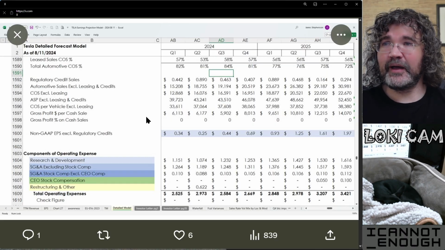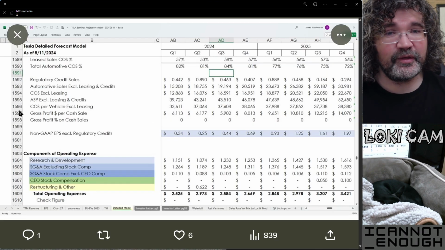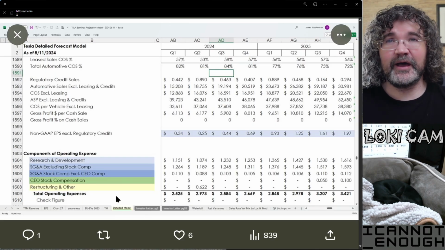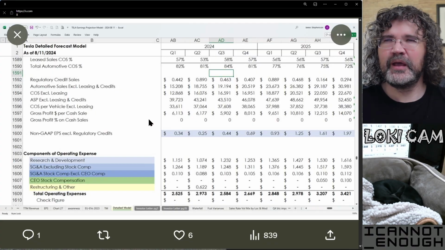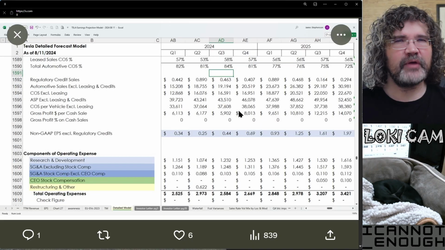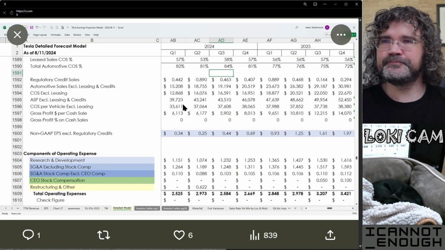so many metrics in my forecast model. You get 1,600 rows worth of data on your detailed model tab. You're going to have a lot of interesting stuff you could look at. Gross profit dollars per cash sale. So we got those numbers here.